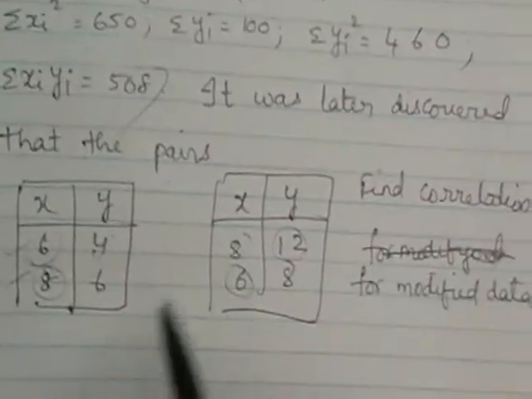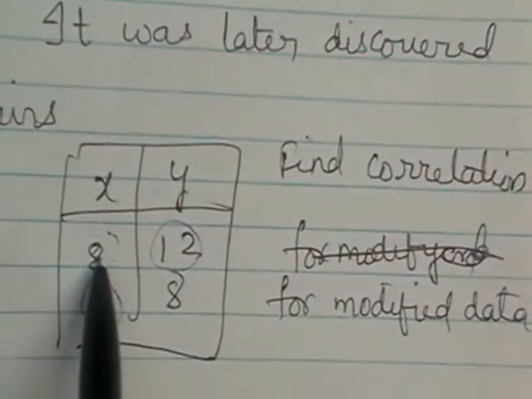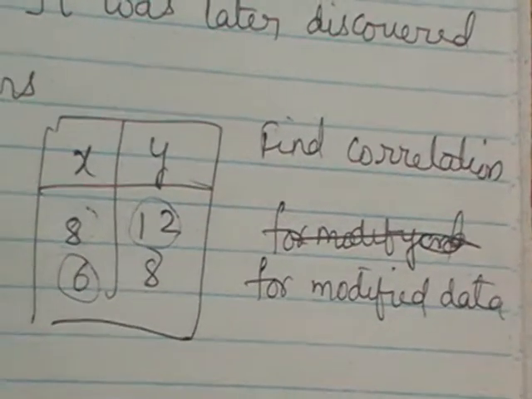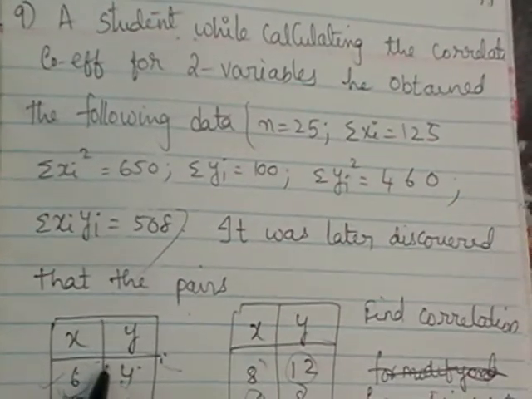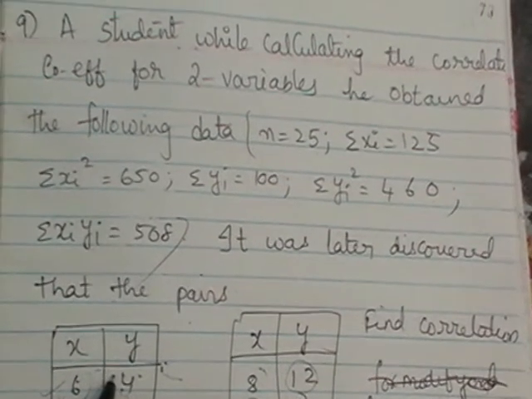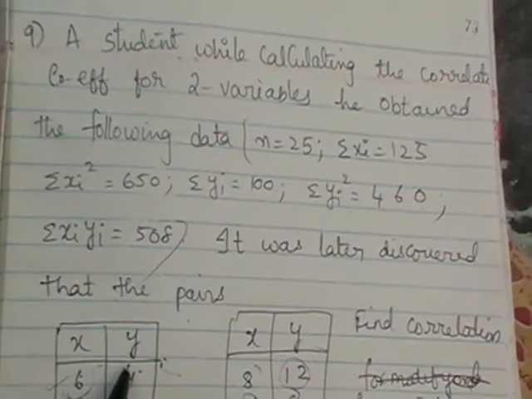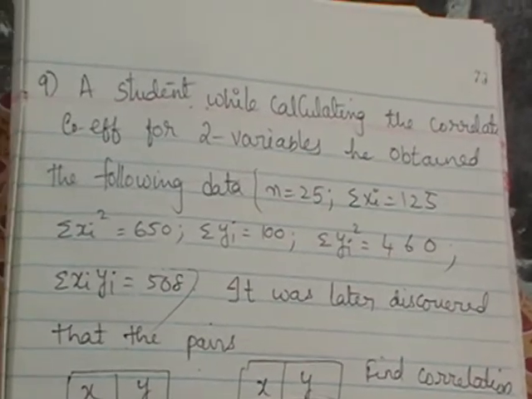Now the problem is, if you need to rectify these values and calculate r, we don't know the remaining observations out of 25. Two are given, and those 23 are unknown to us. So you cannot consider all the 25 observations. What is the formula for r?